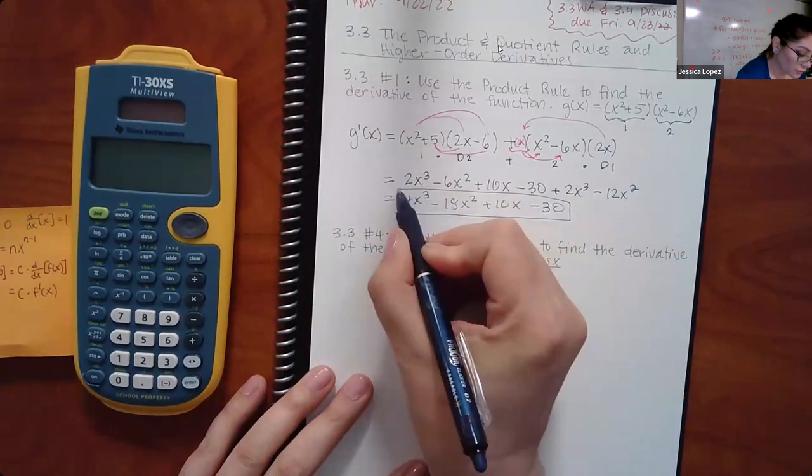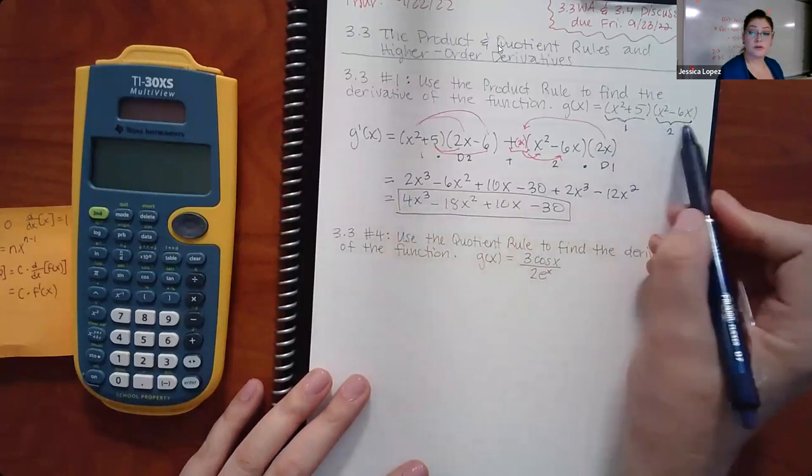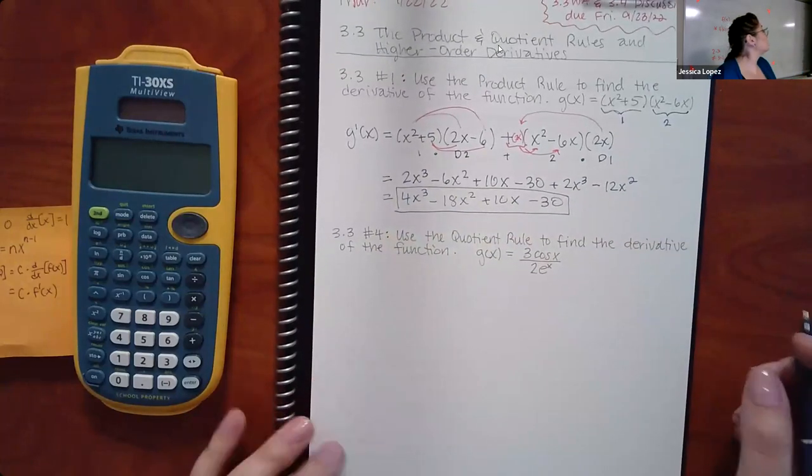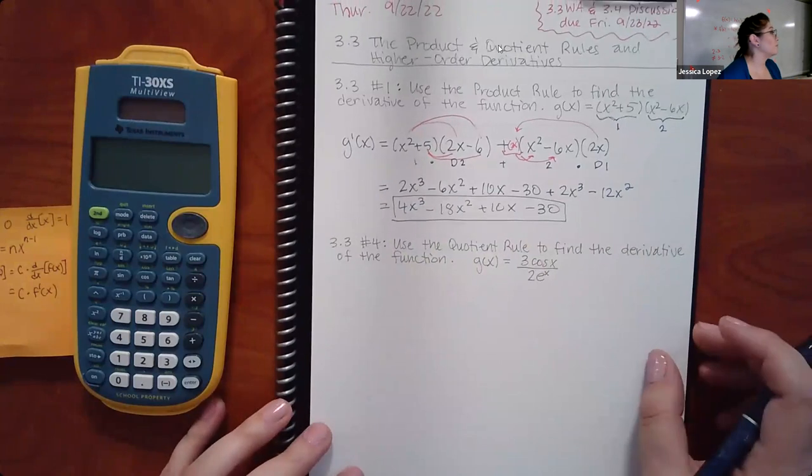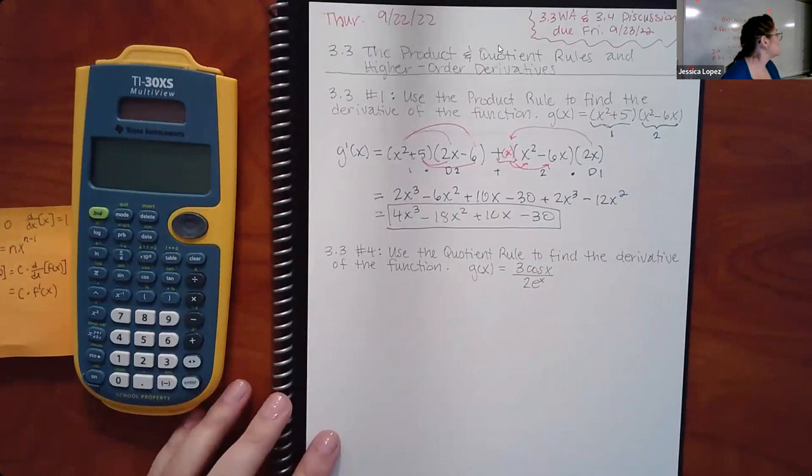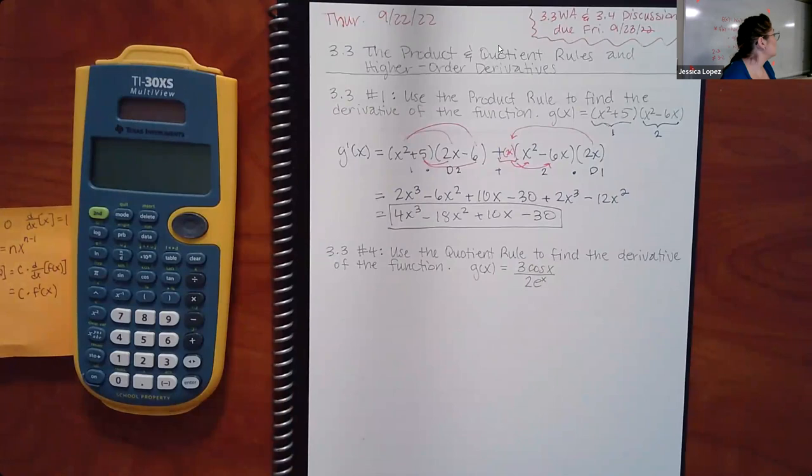And had you just FOIL'd this out and then taken the derivative, you should get the exact same thing, okay? So just pay attention when you're doing the test. The computer doesn't know, right? It just wants the answer. It's not gonna know whether you followed the directions or not. But when I'm reading your test, I do know whether you're following the directions or not.